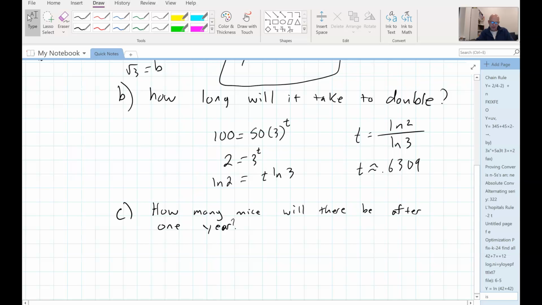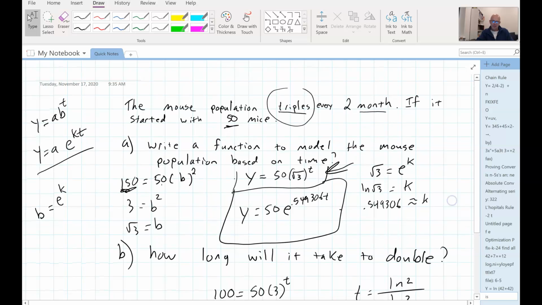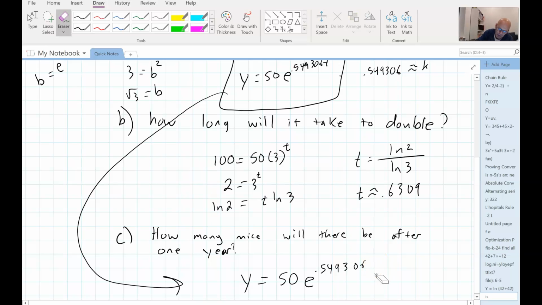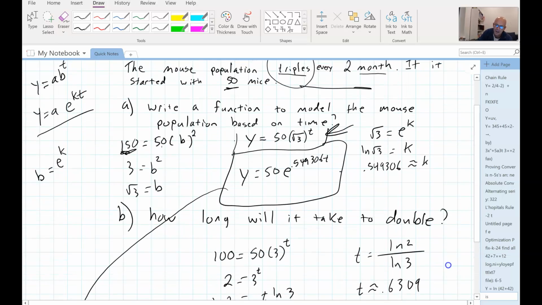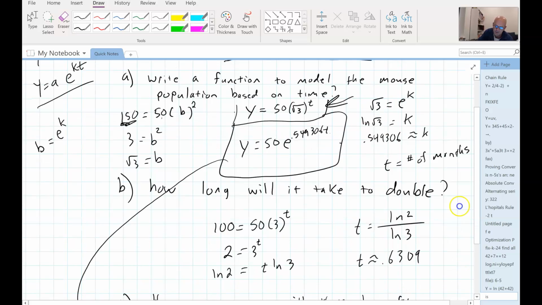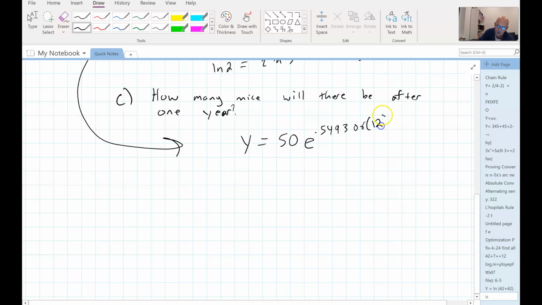Now, part C, how many mice will there be after 1 year? So depending on if we're going off of this one up here, we would just take one of these equations and come down here, and we'd say y equals 50 times e to the 0.549306t. And it says how many mice will there be after 1 year? Well, now be careful here. It's tempting to just put a 1 in there, but remember up here, the modeling was based on y as number of mice and t as number of months. And sometimes it's helpful to write that. See, I already didn't write it down, so I almost forgot. Because remember, we measured it in months, right? So when I get down here, I can't plug in a 1. I have to plug in 12 because there's 12 months in a year.